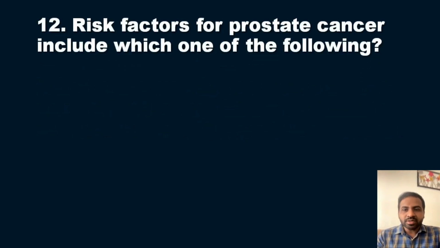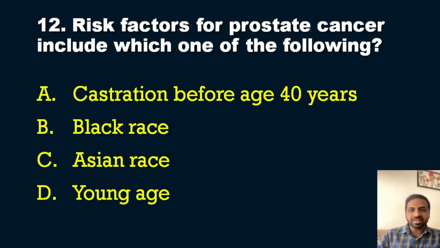Now we will move on to the 12th question in our series. The 12th question is, the risk factors for prostate cancer include which one of the following? The question is regarding the risk factor for prostate cancer. Just think about the prostate cancer and you can answer it very easily. The options are: option A, castration before age 40 years. Castration means sterilization before 40 years of age. Then option B, black race. Option C, Asian race, and option D, young age.